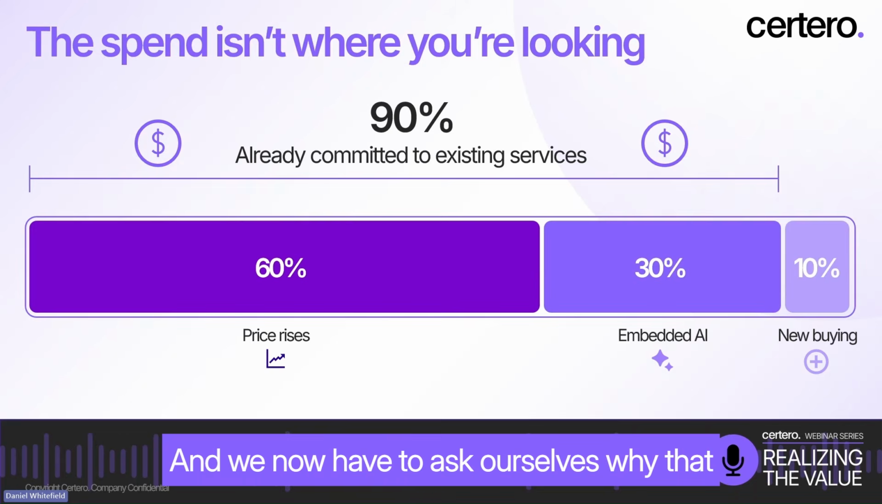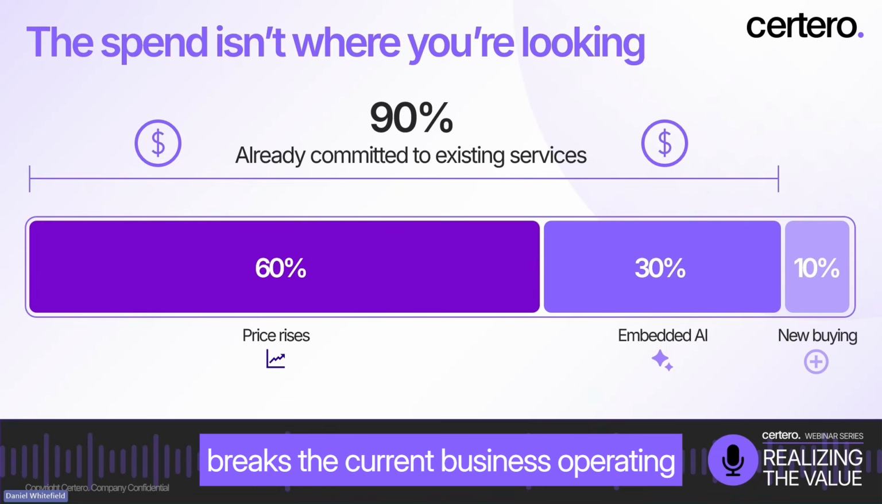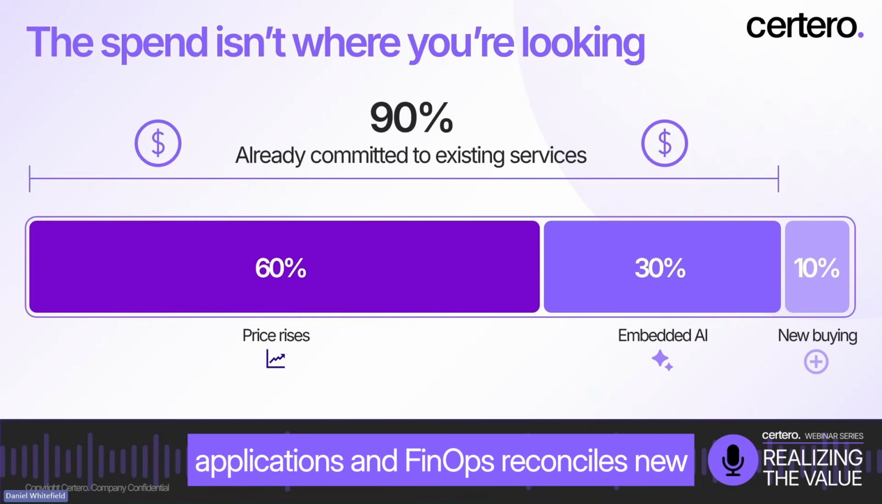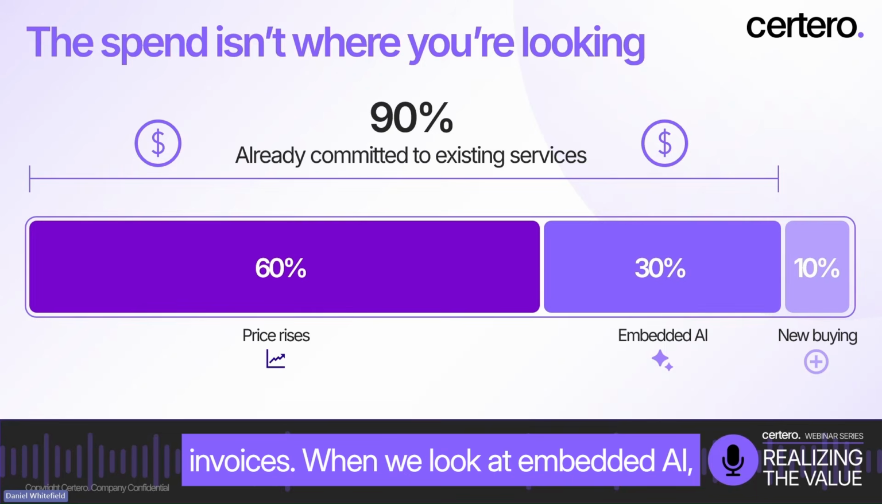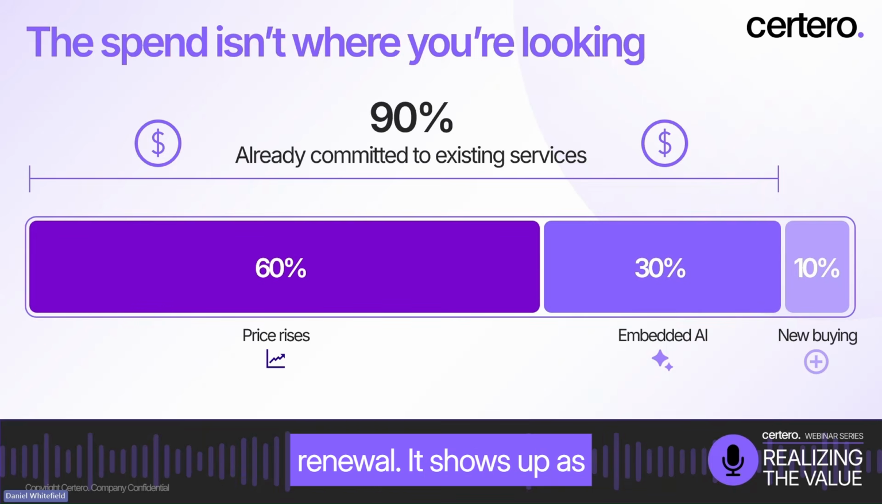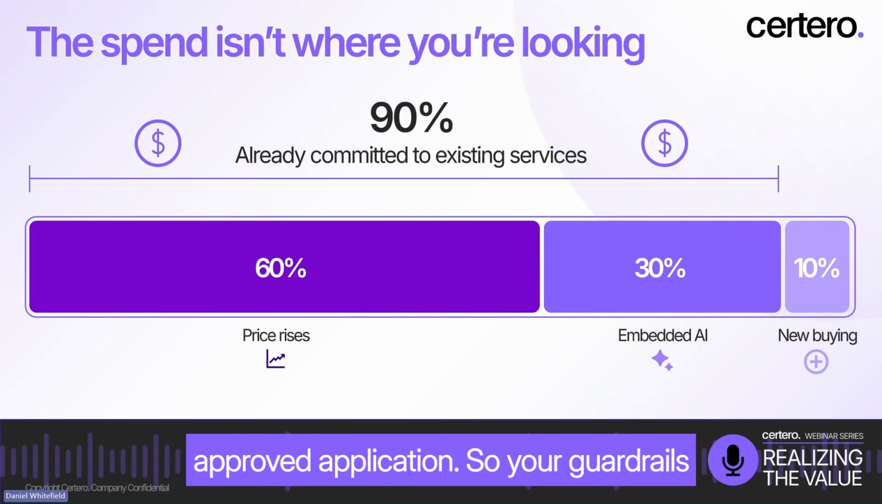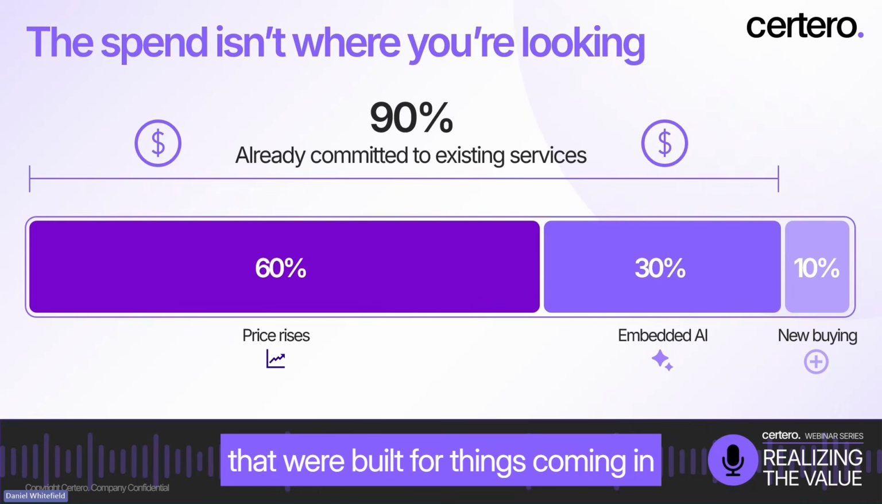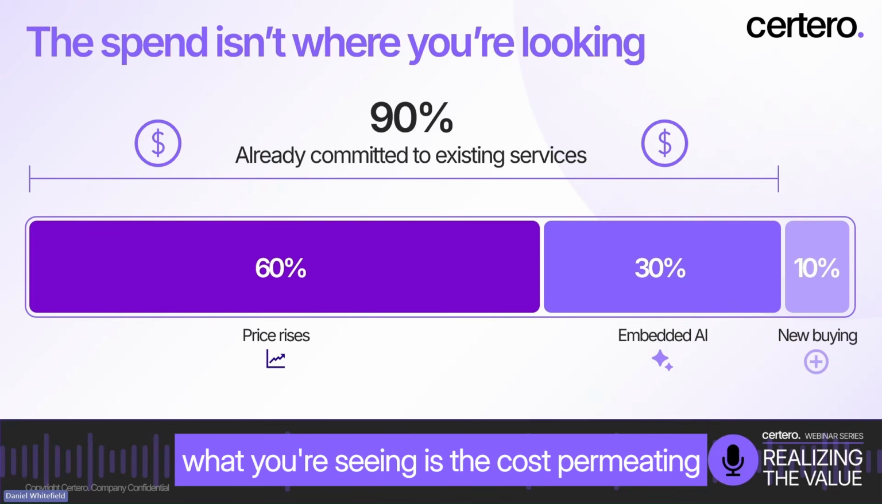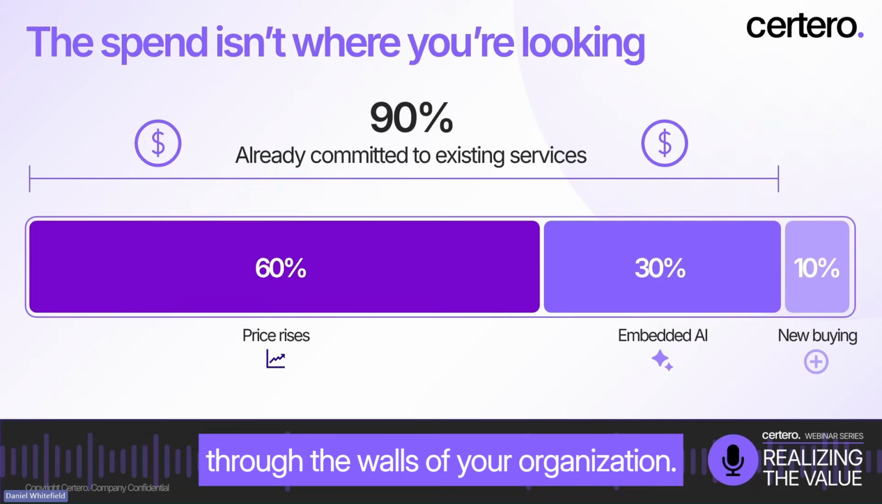Okay, and we now have to ask ourselves why that breaks the current business operating models. So procurement will look for things like new vendors. Security reviews and looks for things like new applications, and FinOps reconciles new invoices. When we look at embedded AI, it doesn't announce itself as a new area. It shows up as a price bump, okay, on a renewal. It shows up as you add a feature toggle in an approved application. So your guardrails that were built for things coming in through the front door as new applications are now null and void. And what you're seeing is the cost permeating through the walls of your organization.